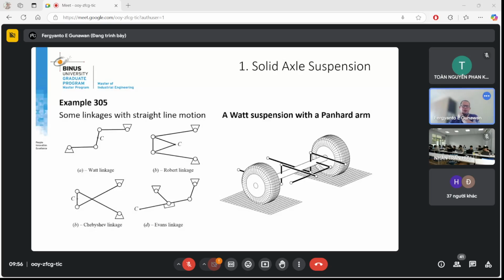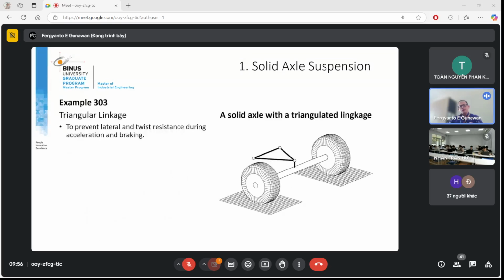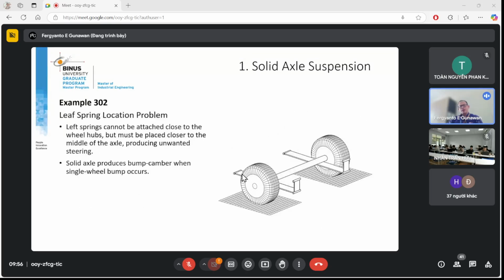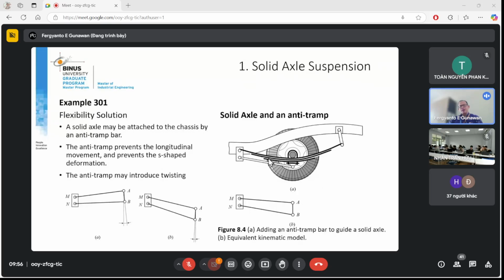Okay, so clearly this bar system only prevents the movement in lateral and longitudinal directions, right? But it doesn't reduce the vibrations. And the one that reduces the vibration is the leaf spring.